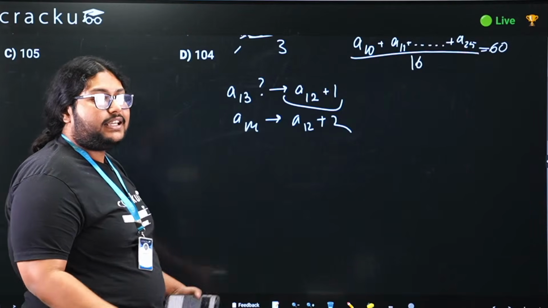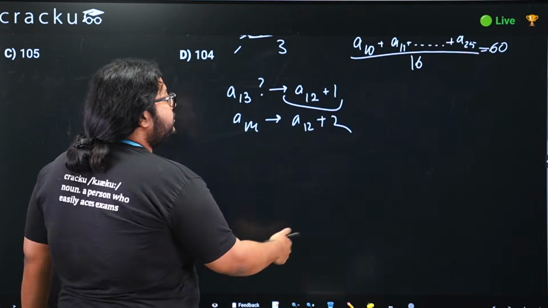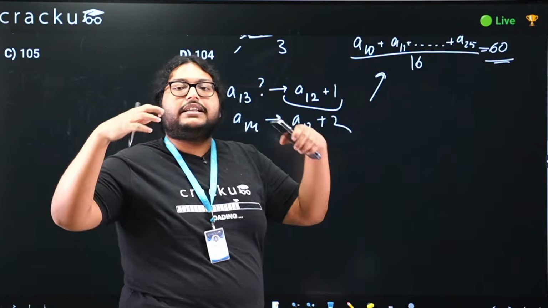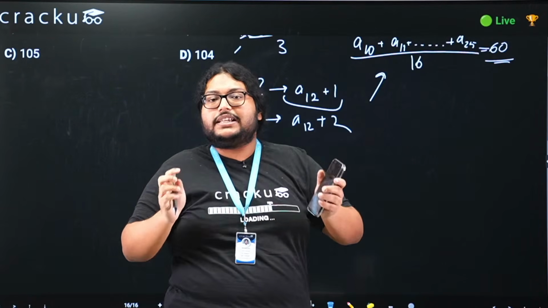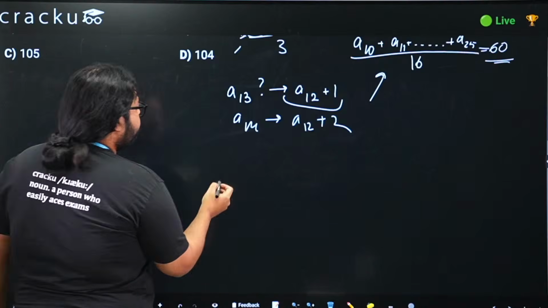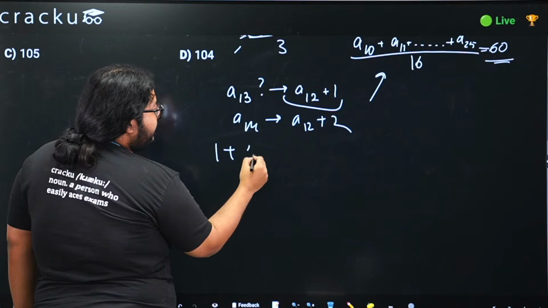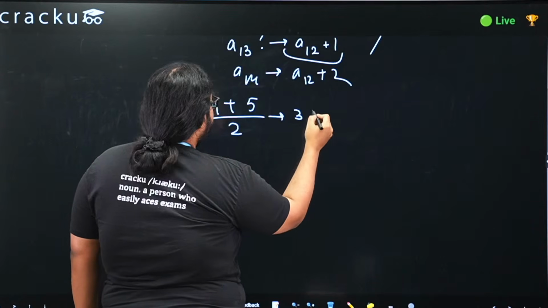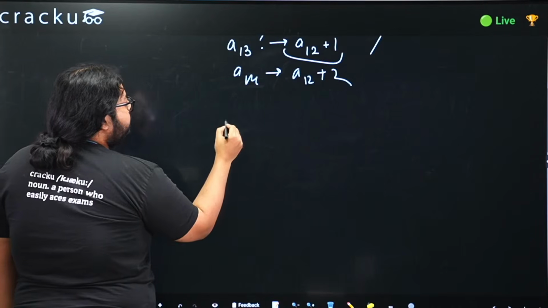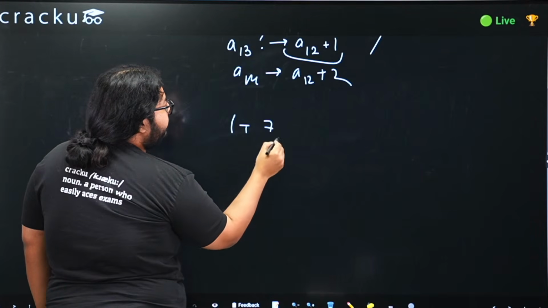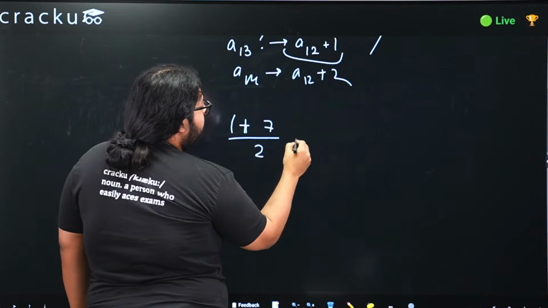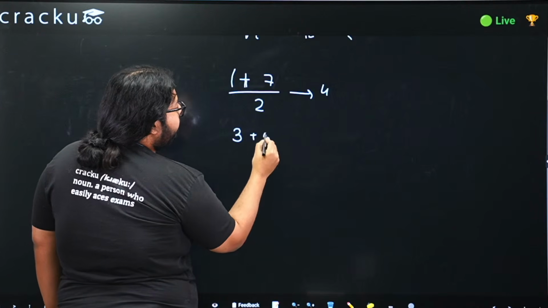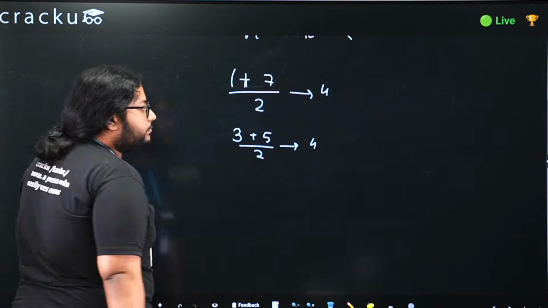That way we can say that because we want the average of these numbers to be 60, the numbers should be arranged in such a way that they are as close to 60 as possible. Because, look, the average of 1 and 5 gives me 3, and let's take the average of 1 and 7. This gives me 4, but the average of 3 and 5 also gives me 4.